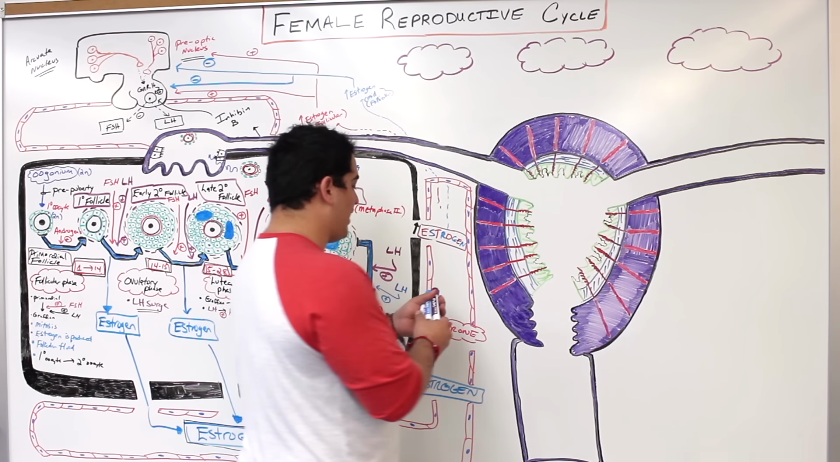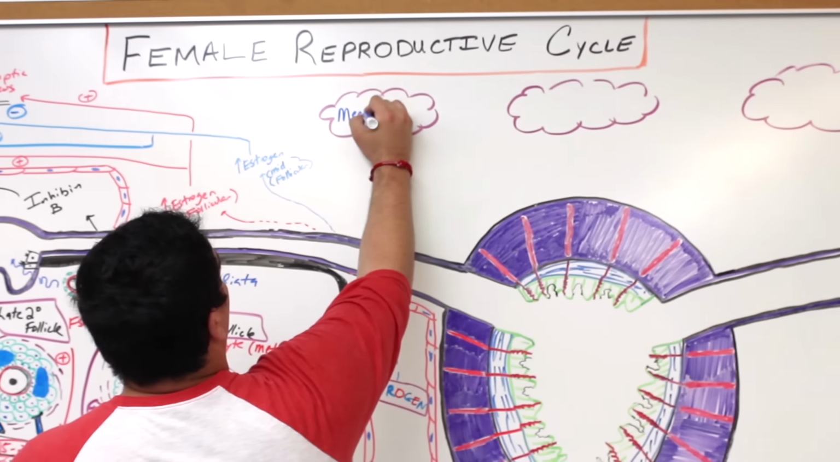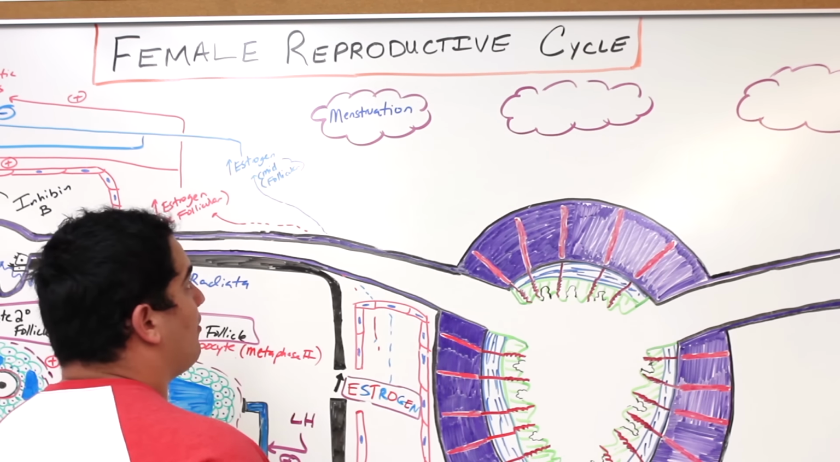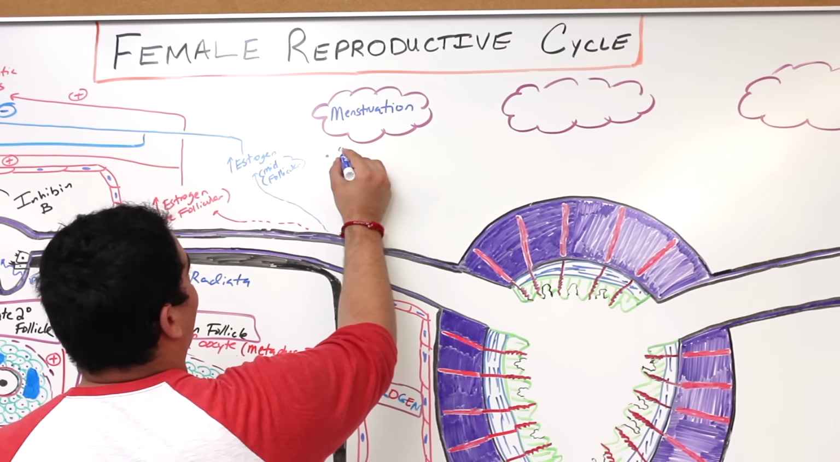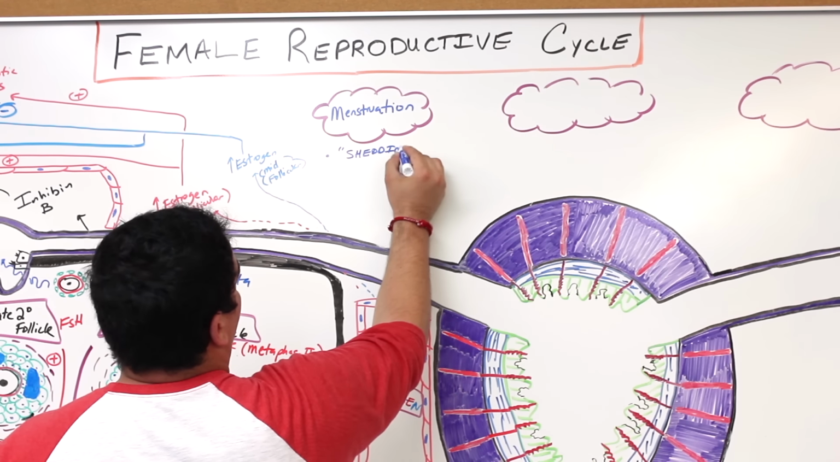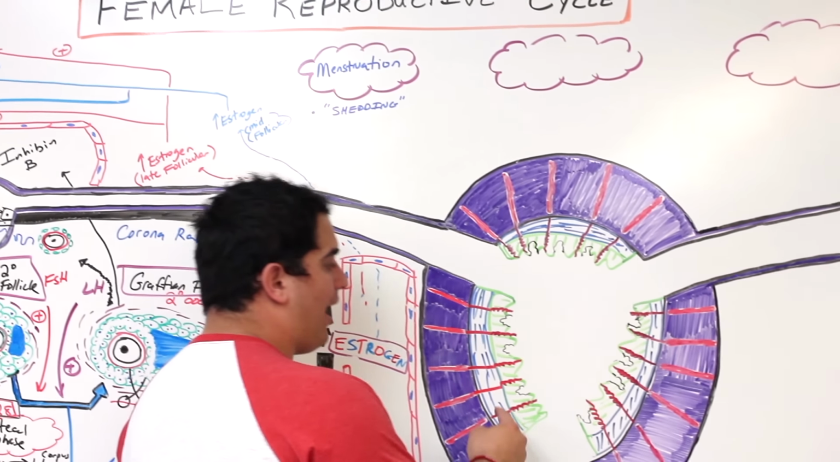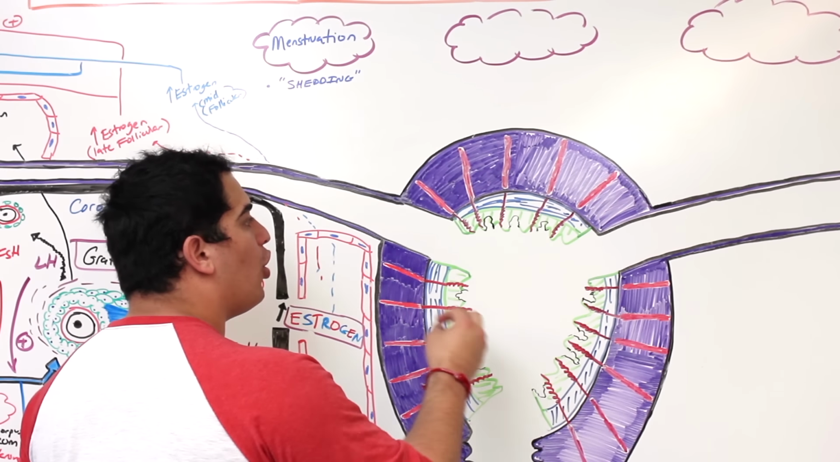The three phases in order. The first one is menstruation. The menstruation phase is the shedding phase. What do I mean by shedding? In the uterus, you have an inner lining, which is called the endometrium.